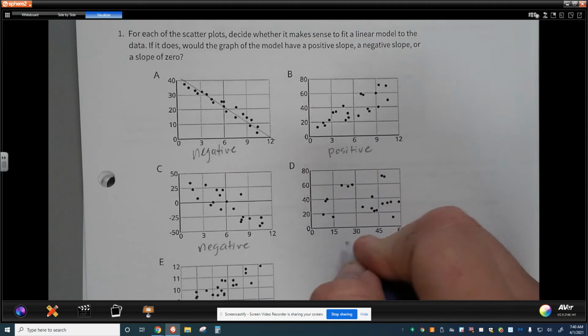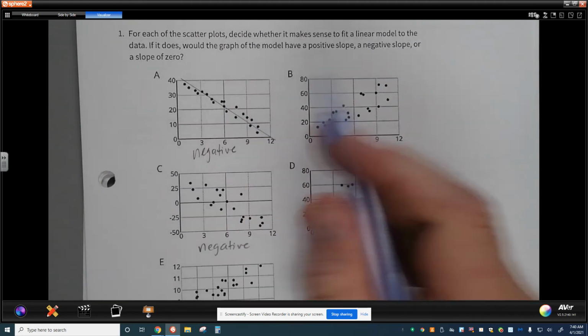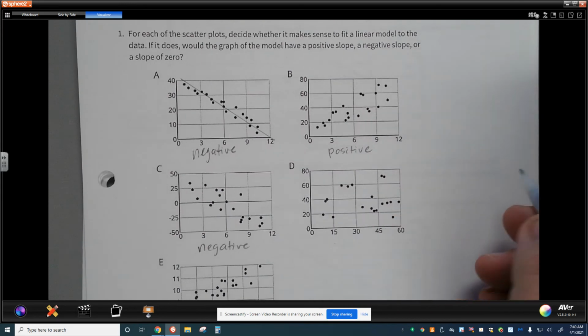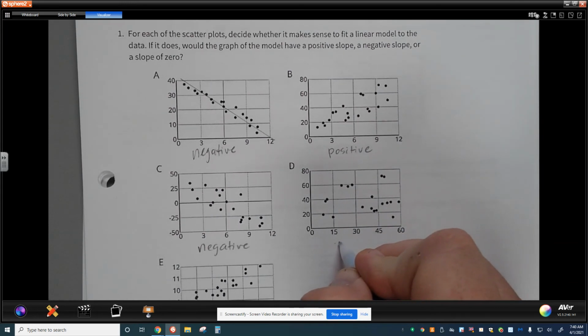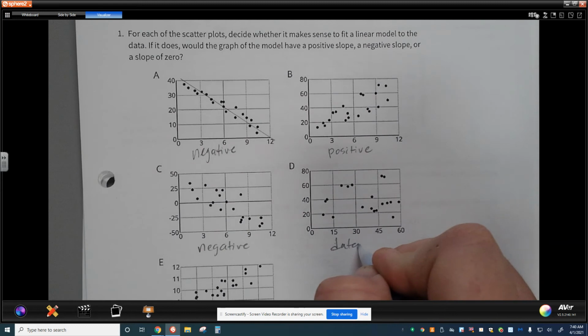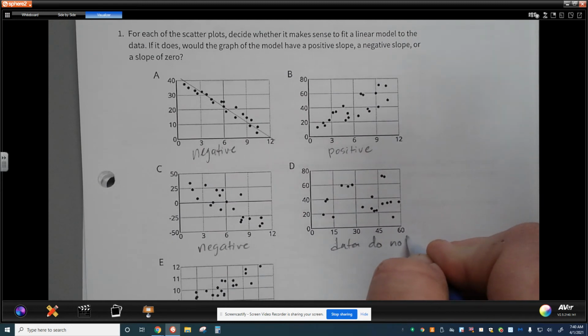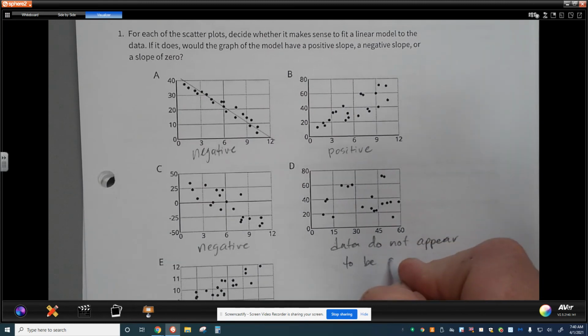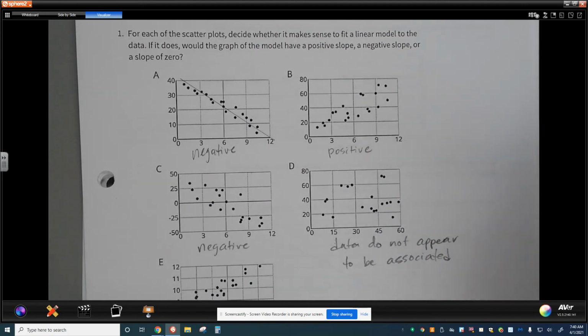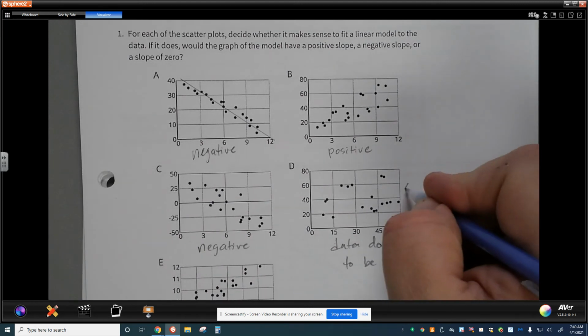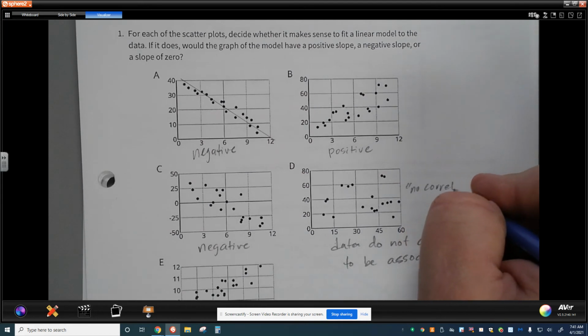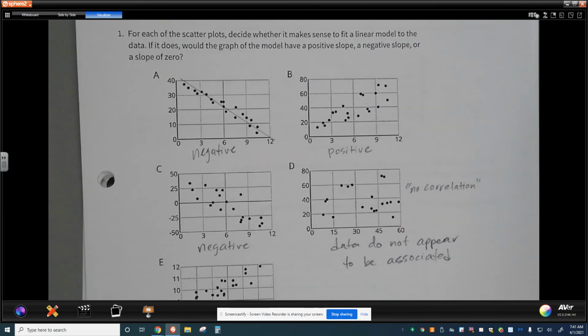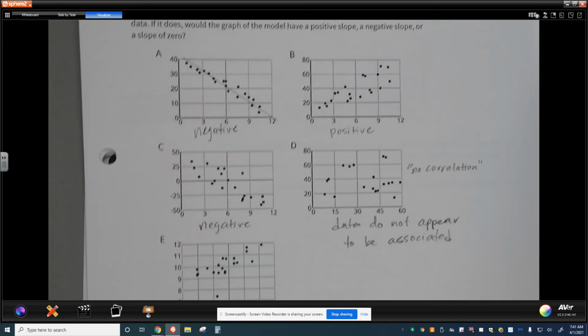And so with this one, we would say, what did they say up here? Slope of 0. We're not even going to use a slope of 0 right here. We're going to say data do not appear to be associated. Now here's the part where you get upset with me, where you could just simply say no correlation. But you have to understand what that idea means. No correlation means that the data don't appear to be associated with each other.